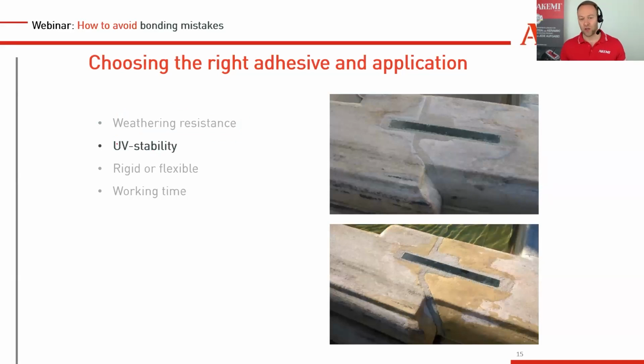UV stability. In general, all of the adhesives are UV stable, so they don't degrade from UV light, but they can turn yellow after a while. Not all of them, but some can change color. This is important, especially when you have a nice repair or restoration work where you adapt color and structure, and then after, let's say, 1-2 years, it looks yellow, then all of your hard work is gone. So you have to keep this in mind.